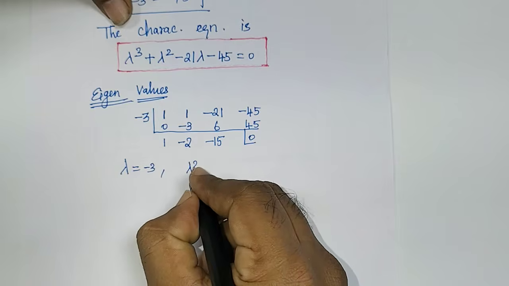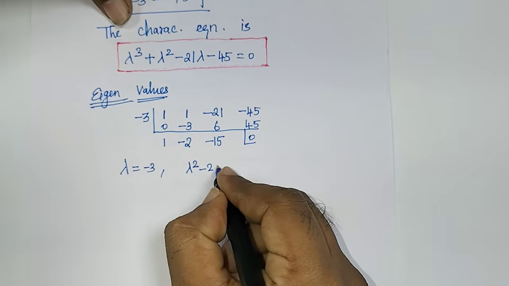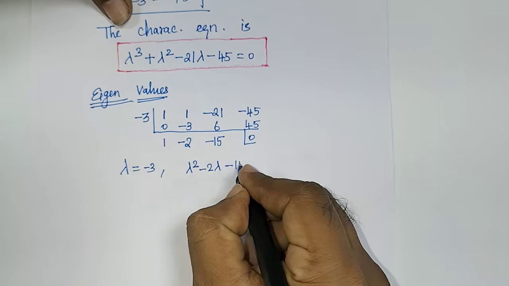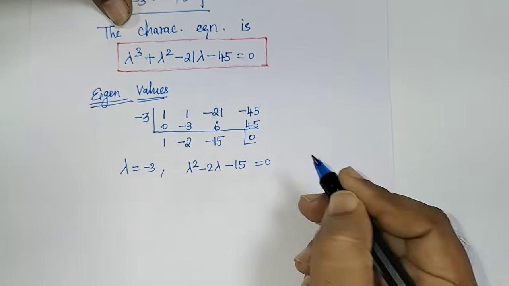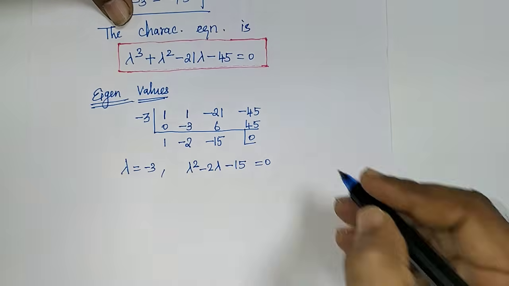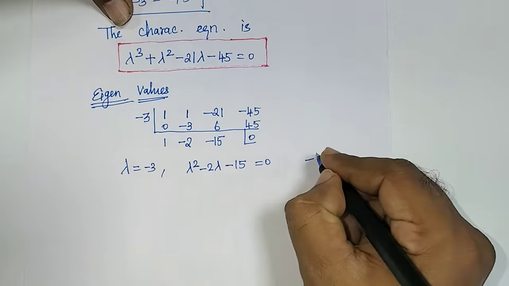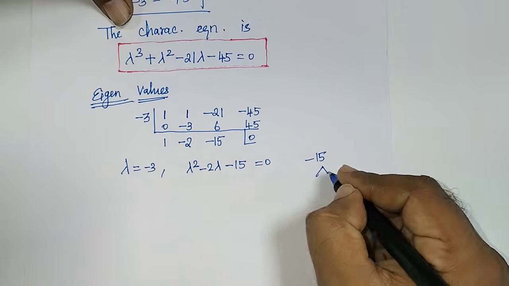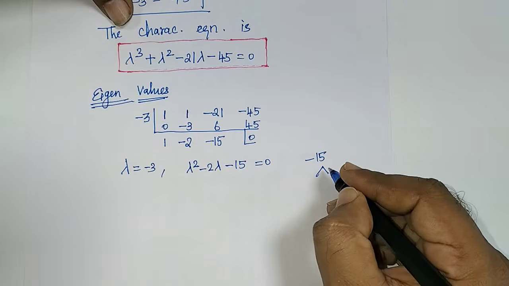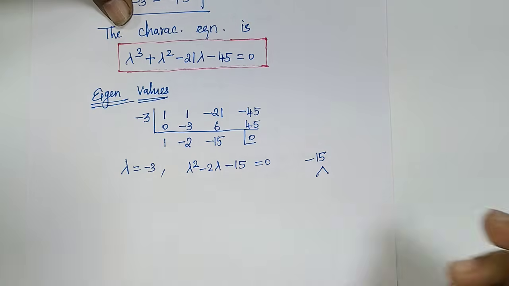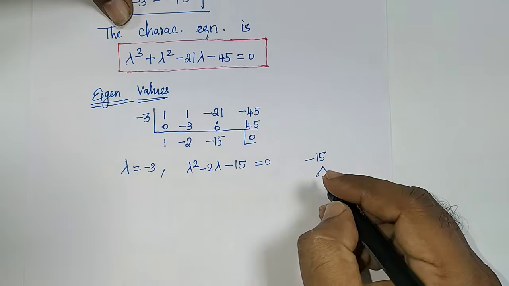One, I am writing lambda square. Minus 2, I am writing minus 2 into lambda, and minus 15 is equal to 0. So this one I am going to write minus 15. Which two numbers give minus 15? Which two numbers when we add them give minus 2? According to that we have to take the numbers.